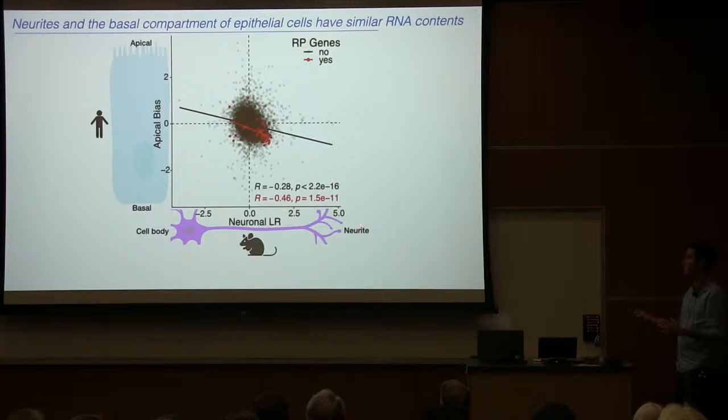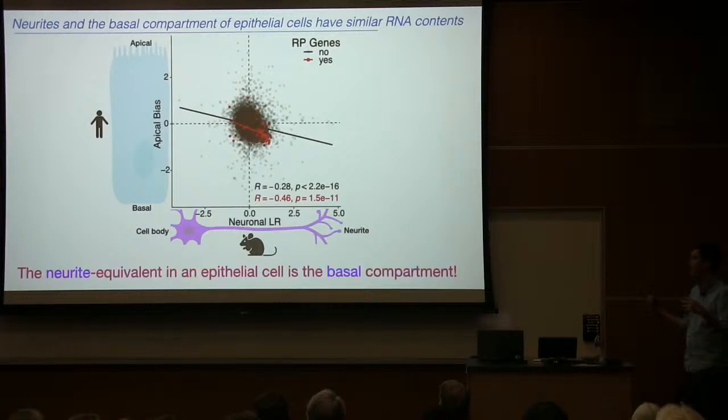The negative direction, again, meaning that an RNA that is neurite enriched in the neurons is basally enriched in the epithelial cells. This is a pretty darn strong correlation when you consider that these are 2 very different experimental setups. So this is the mechanical transwell fractionation, this is proximity labeling, and these are 2 different species, again, human and mouse. So I think we can say with some confidence that the spatial equivalent of a neurite in an epithelial cell is the basal compartment. These 2 locations contain the same RNAs, or are enriched for the same RNAs.